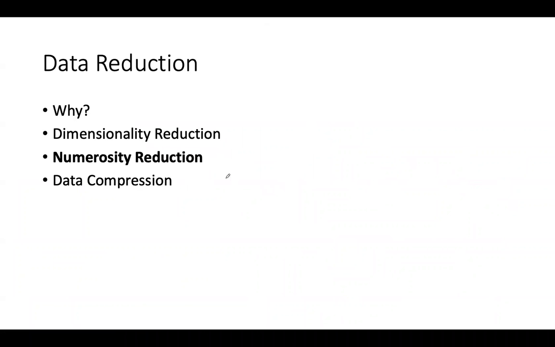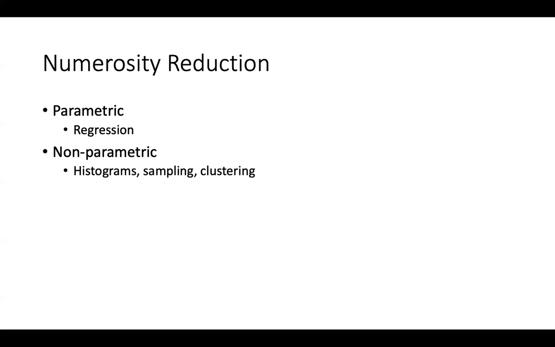So numerosity reduction, we want to reduce the volume of our data set. The data volume is reduced by choosing an alternative, maybe a smaller form of data representation. So two methods here, we have parametric and non-parametric. Parametric, we'll look at regression. Non-parametric, we'll look at histogram, sampling, and clustering.